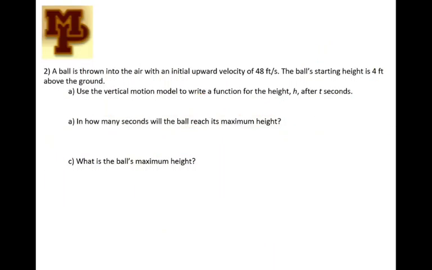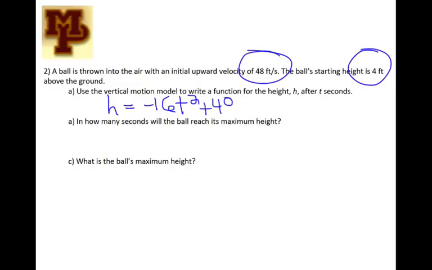Okay, next one, a similar deal, so vertical motion. So we have an upward velocity of 48, we have a starting height of 4, so we go h equals negative 16t squared. So that initial velocity is 48. So we put that in right for the v, and then the c is 4, so just plus 4.